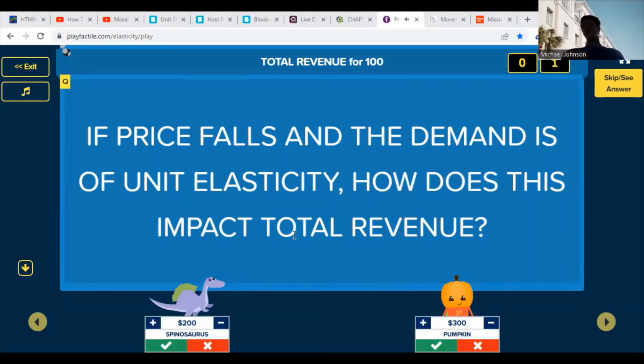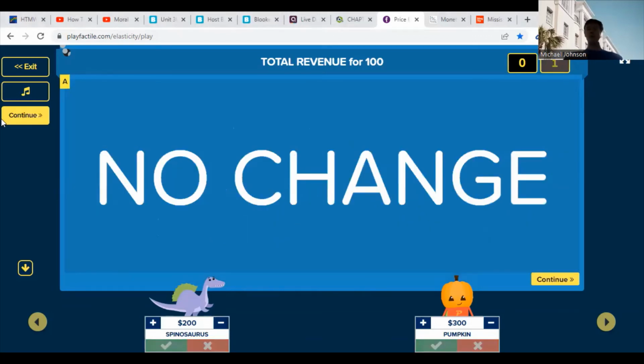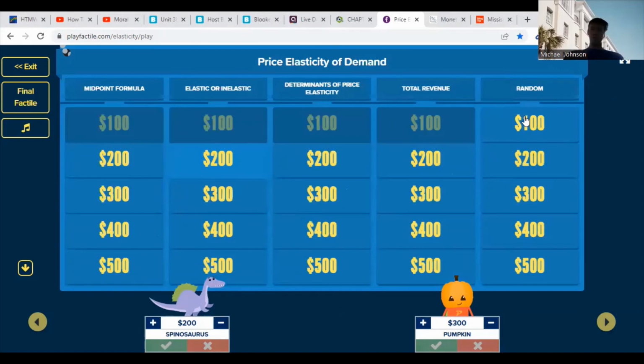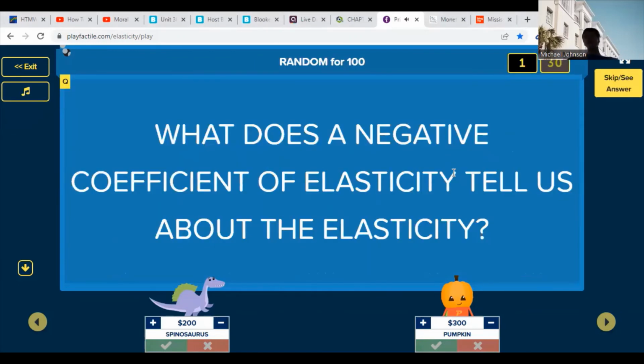No change. So yeah, it's maximized at this point. So there's no change. So unit elastic in that case. Unit elastic maximizes revenue. No change. What does the negative coefficient of elasticity tell us about the elasticity?